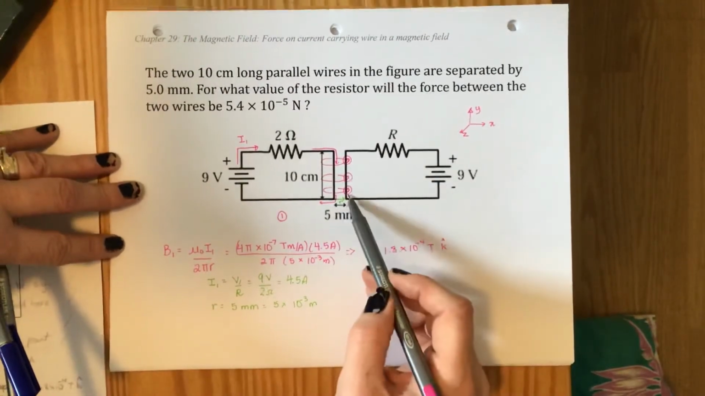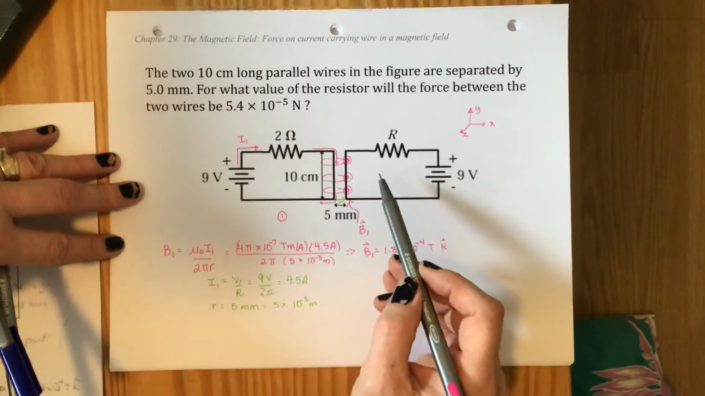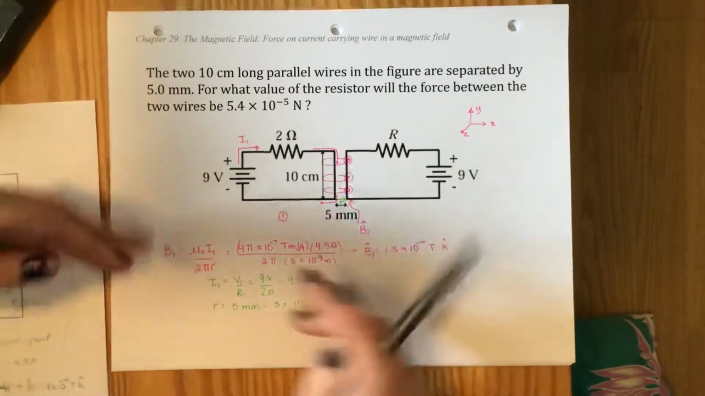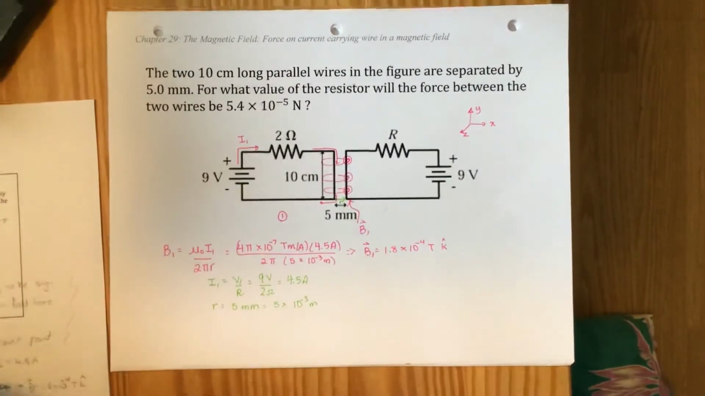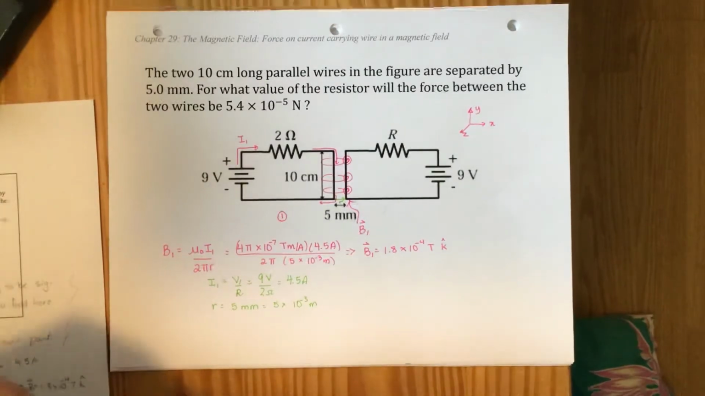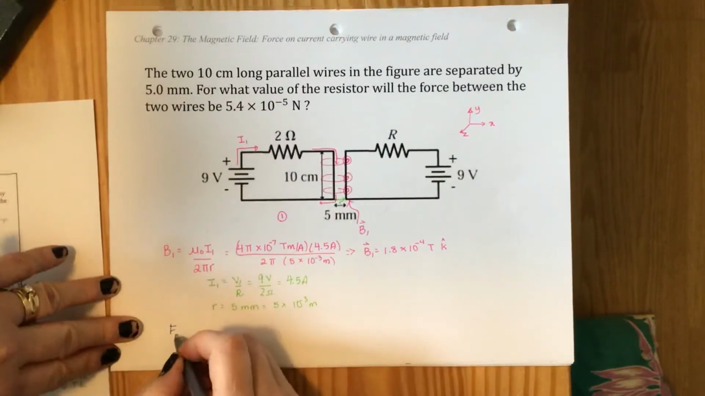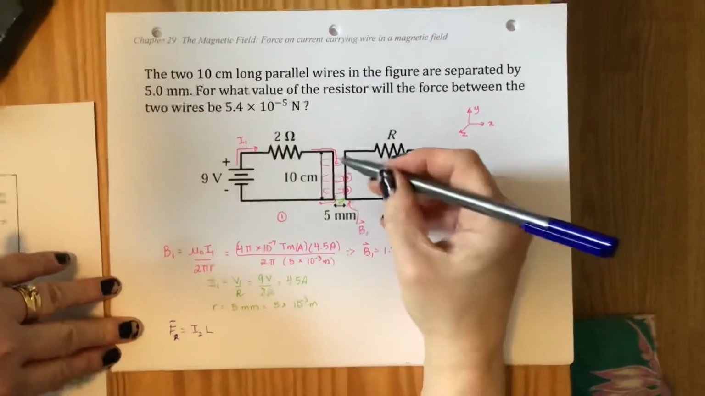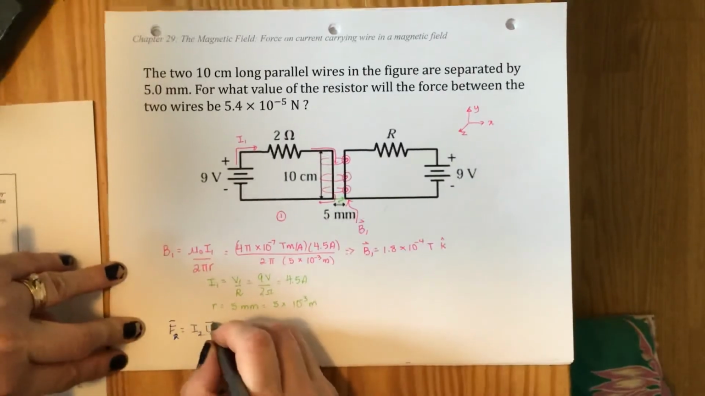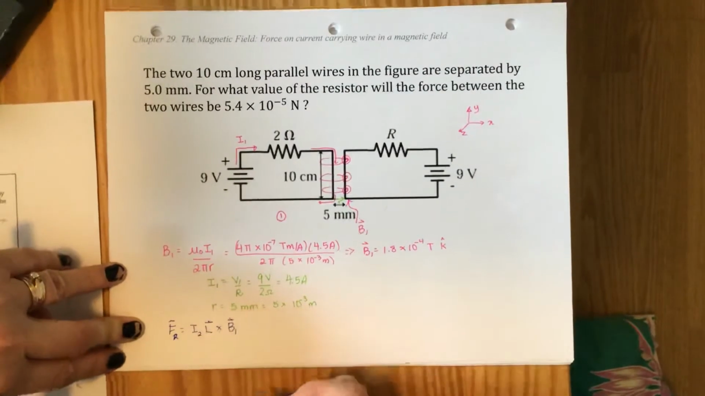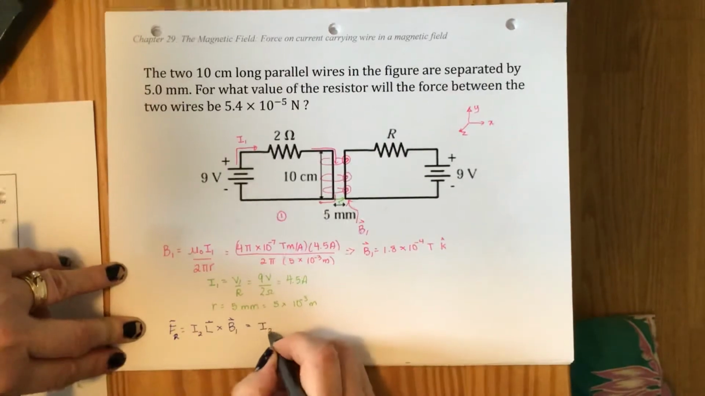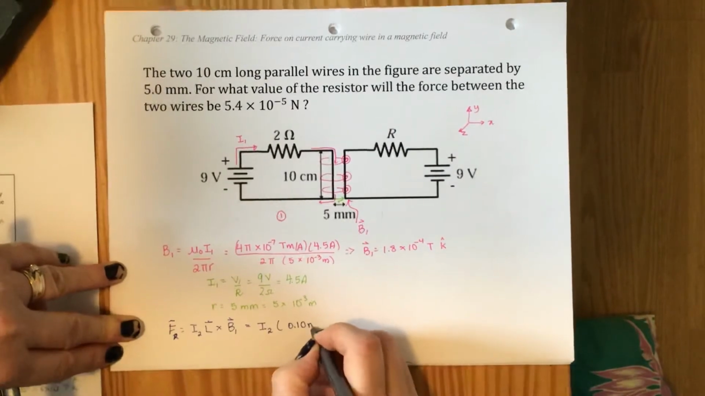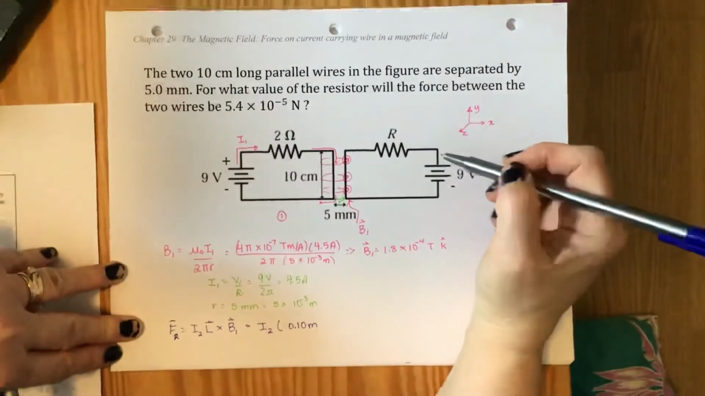Okay, so there's the size of the magnetic field. This is a current carrying wire. So this current carrying wire is going to feel a force due to this magnetic field. So let's write down what that force would be equal to. So the magnetic force on wire 2 is current 2 times the length of the wire. We see in the picture that that's 10 centimeters, crossed with the magnetic field that it's sitting in. So I2 times L. L is the length of the wire, 0.10 meters. It is a vector. It's the same direction as the current.